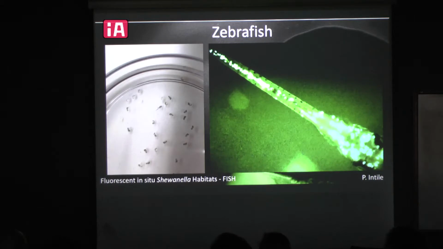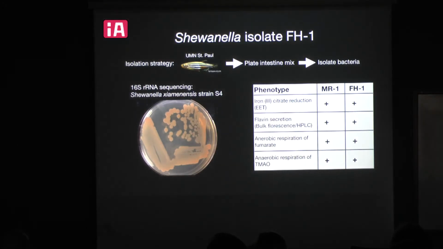with GFP. So it turns out, at least, we have two different zebrafish facilities at the University of Minnesota, one on the Minneapolis campus, one on the St. Paul campus. Both of them have got lots of Shewanella in them, and they're not from my lab. That would have made things a lot easier.